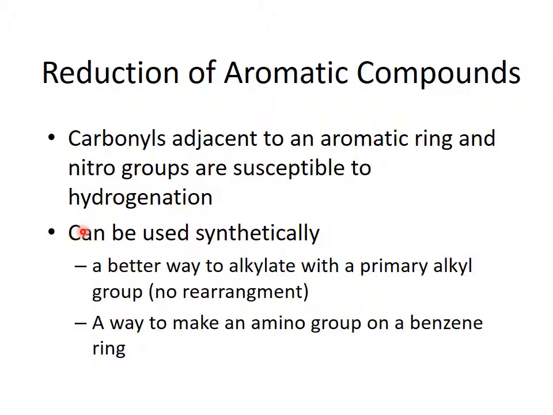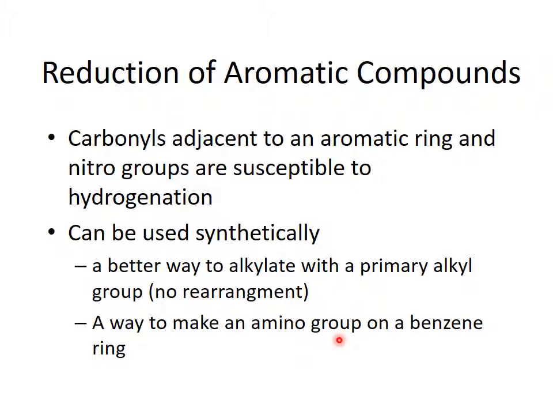This is a way to do a better type of alkylation of a ring than using the Friedel-Crafts alkylation, which has the problem of multiple alkylations. We can actually put an acyl group on the benzene ring, a chain with a carbonyl adjacent to the ring, and then reduce that down to a methylene group with hydrogenation. It avoids the multiple alkylations that you get with the Friedel-Crafts alkylation. Instead, you're doing a Friedel-Crafts acylation.